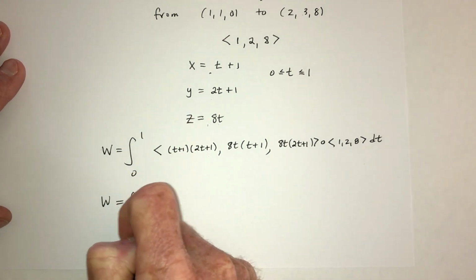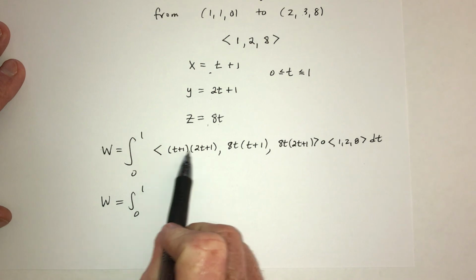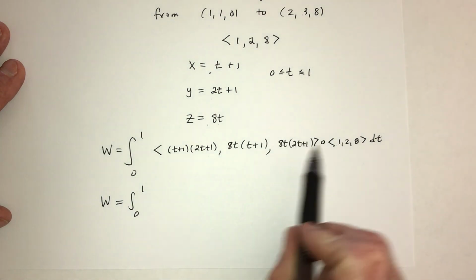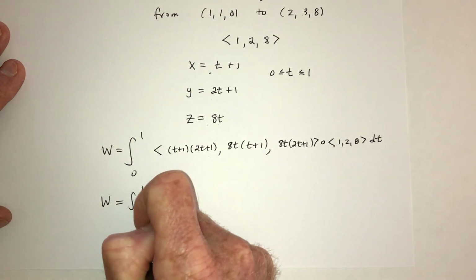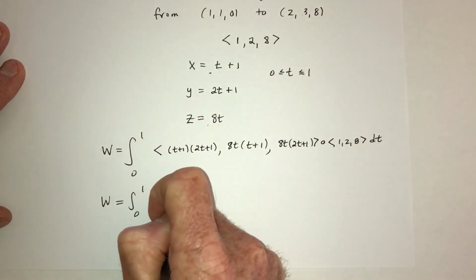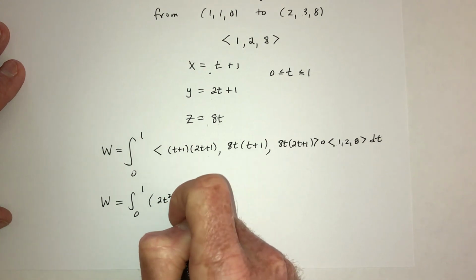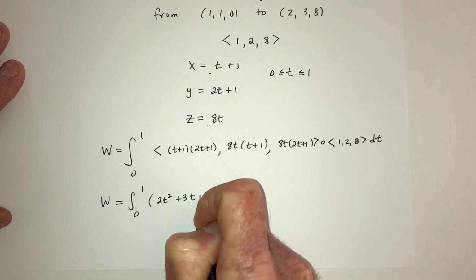Okay, now I need to do some algebra. Like multiply this out and then dot product, so multiply it by 1. So when I multiply this out, there's going to be 2t squared, then 2t and one more t, so plus 3t, and plus a 1.